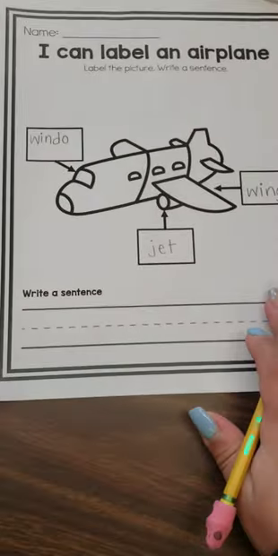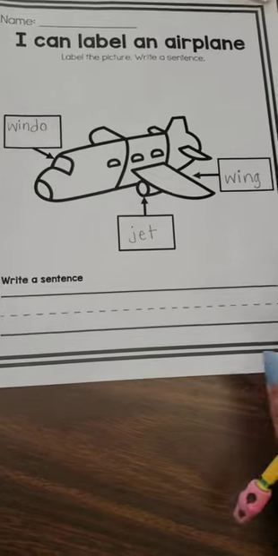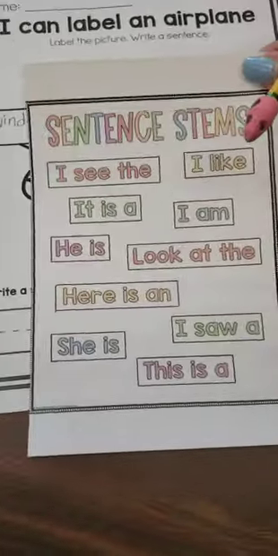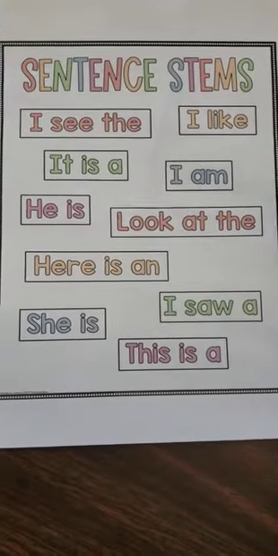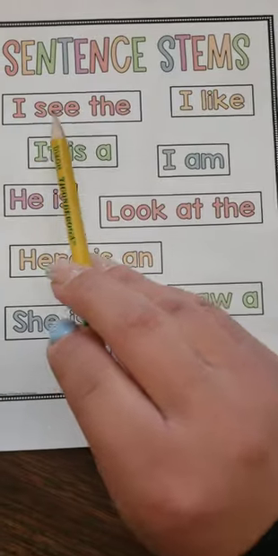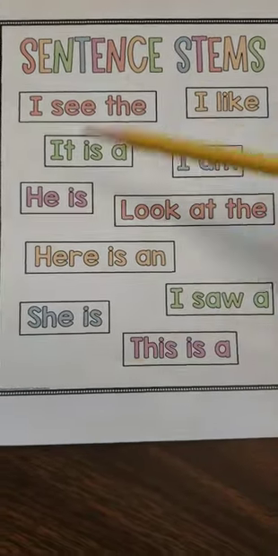Then, after we've labeled, I want them to come up with a sentence. So this is new as of today, actually, and I have this little poster for at home. These are the beginnings of sentences. So we could use I see the, I like, it is a, I am, and so on.